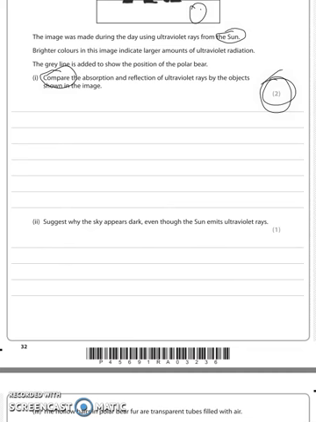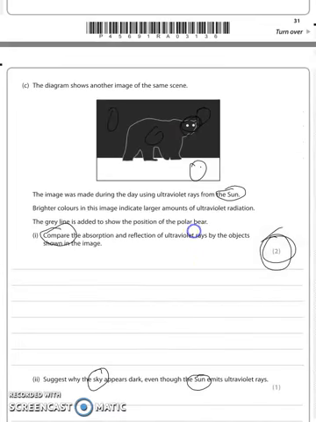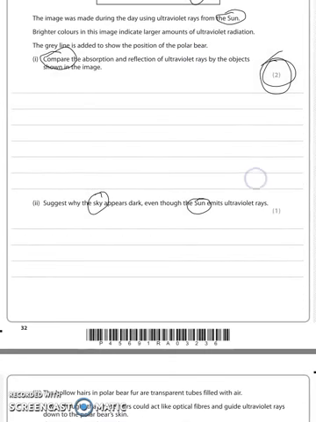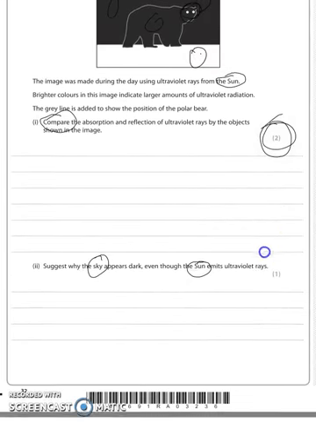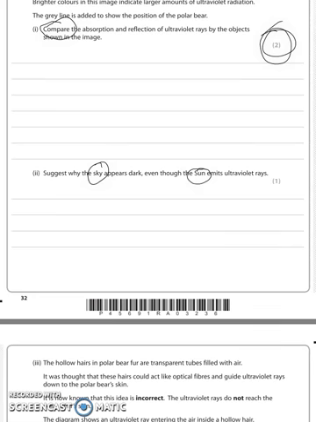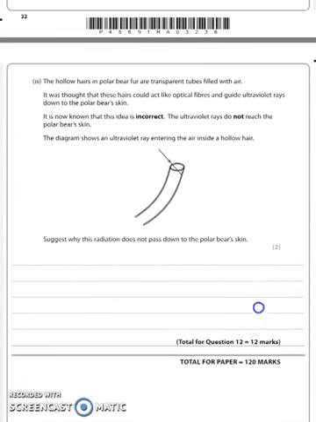Suggest why the sky appears dark even though the sun emits ultraviolet rays. So you could say that the sky, so look what it says, the sun emits ultraviolet rays. Why is the sky dark? Well, the sky doesn't emit UV. The sun emits the UV. The sun is not actually in our image, so the sky doesn't emit it. So if we looked at the sun, we would see it bright like the eyes or the snow. But the sky doesn't, so we wouldn't see it.